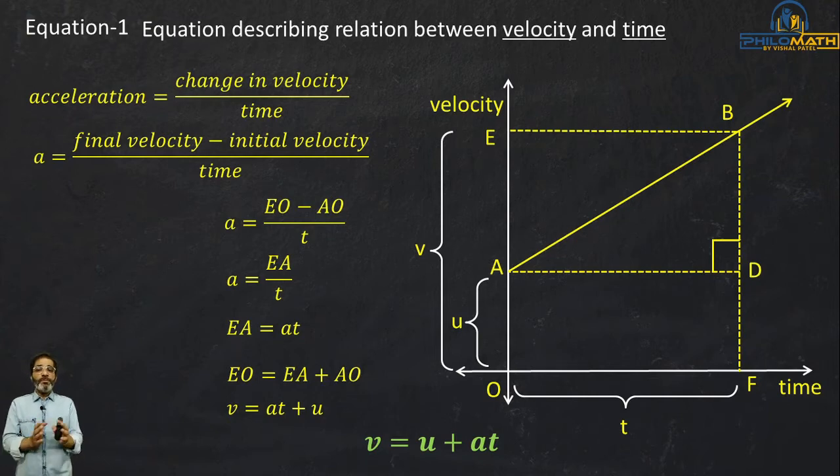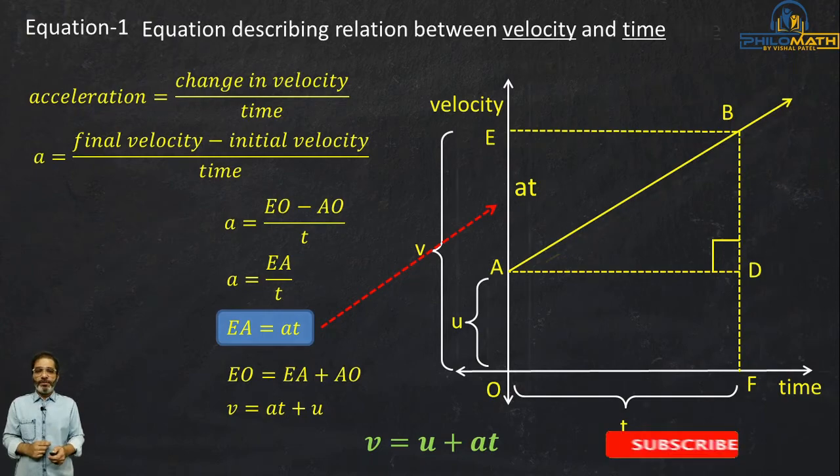Now students, before we go to the second equation, I need you to understand one thing from this particular graph. Let's see what I have highlighted with blue. EA is nothing but equal to AT. So when I'm going to the second derivation, instead of EA, I'm going to write AT over there. So EA is nothing but acceleration into time. Now let's see the second equation.